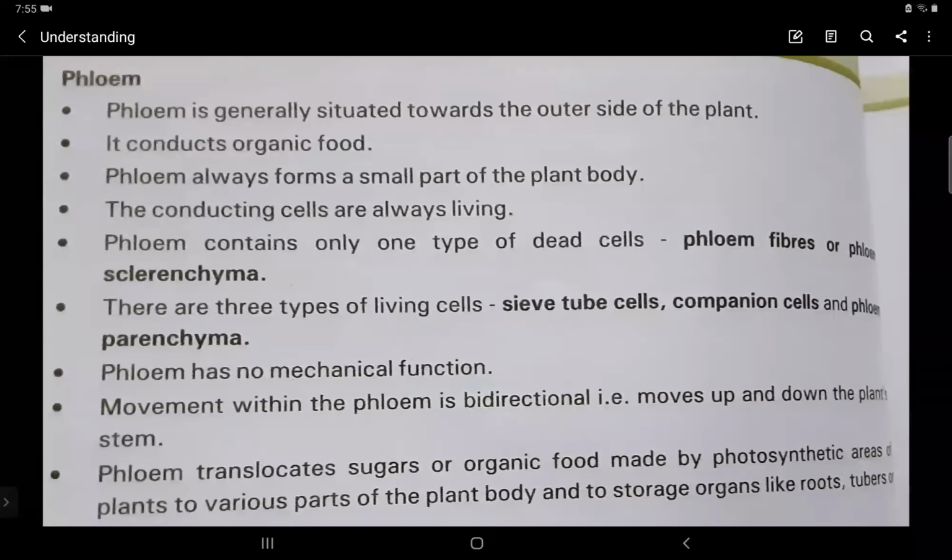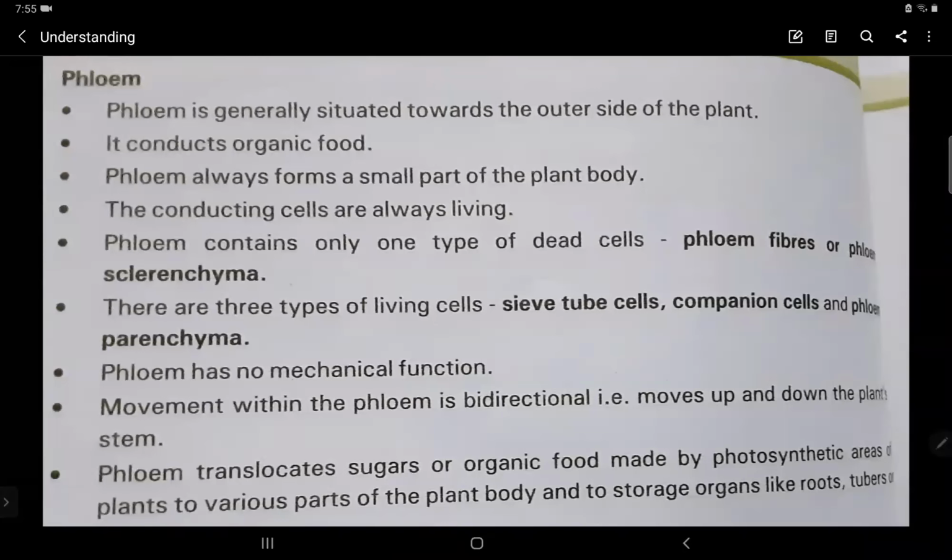Now let's read about phloem. Phloem is generally situated towards the outer side of the plant. It conducts organic food. Phloem always forms a small part of the plant body. The conducting cells are always living. Phloem contains only one type of dead cells, phloem fibers or phloem sclerenchyma. There are three types of living cells: sieve tube cells, companion cells, and phloem parenchyma.